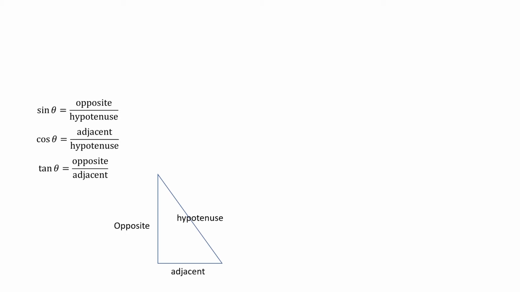We learned that sine theta is the opposite over the hypotenuse, cosine theta is the adjacent over the hypotenuse, and tangent of theta is the opposite over adjacent, and all those sides are with reference to a right angle triangle. The sum of the angles in a right angle triangle is 180 degrees.